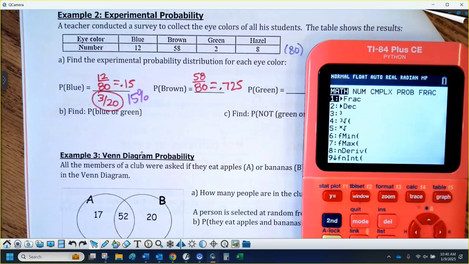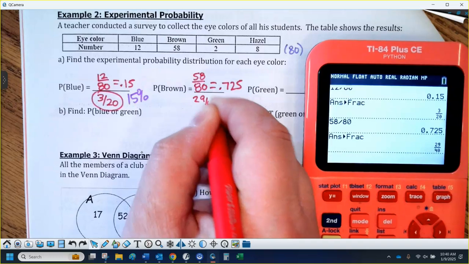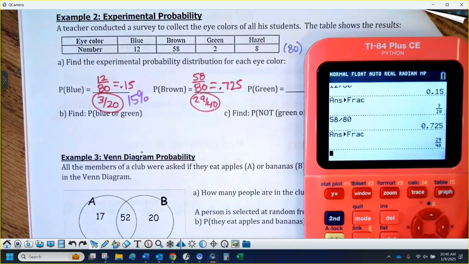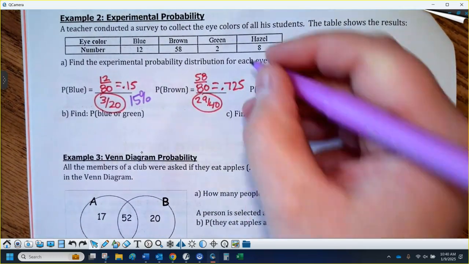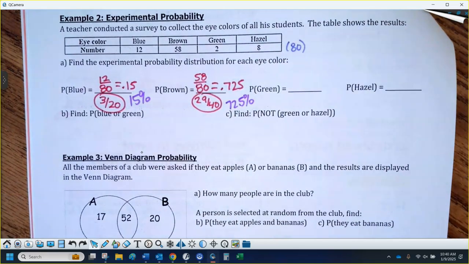I'm going to do my math, enter, enter to reduce that fraction. So it's 29 over 40 if you want to do a fraction. If you want to do a percent, I would just scooch the decimal over 2 spots. So it'd be 72.5%. So a ton of people in the class have brown eyes, obviously. And that's pretty typical for the entire population. Okay.